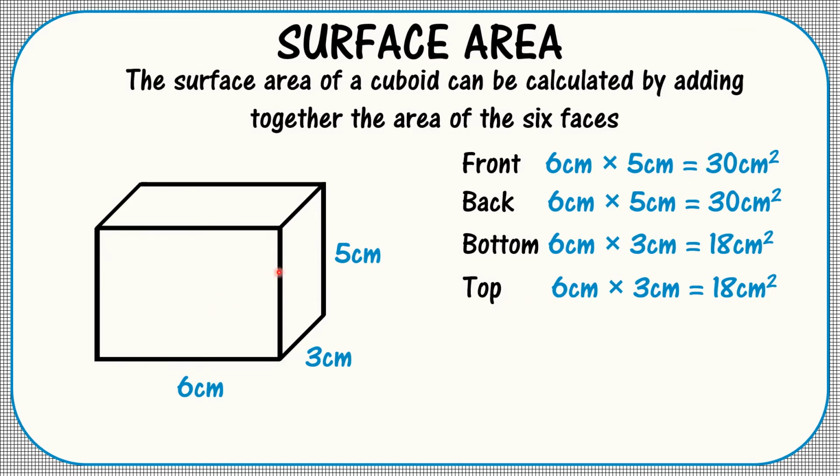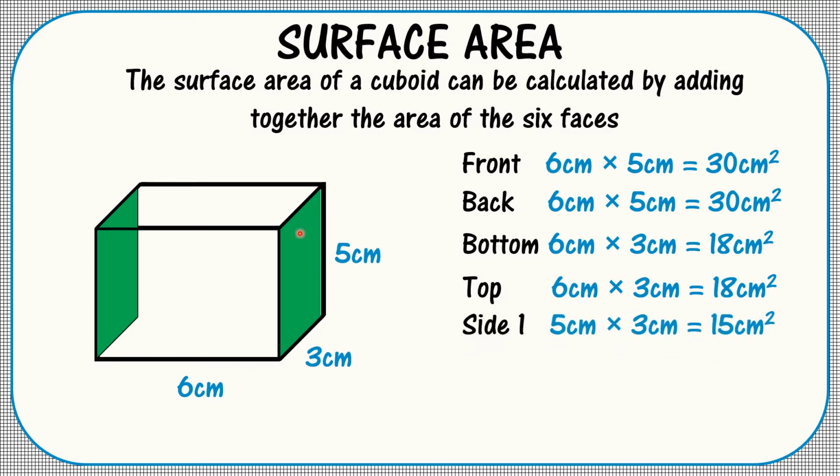The next faces which we will work out are the 2 on the side. So this is 3 by 5. So if this side is 15 centimeters squared, the left one is also the same.